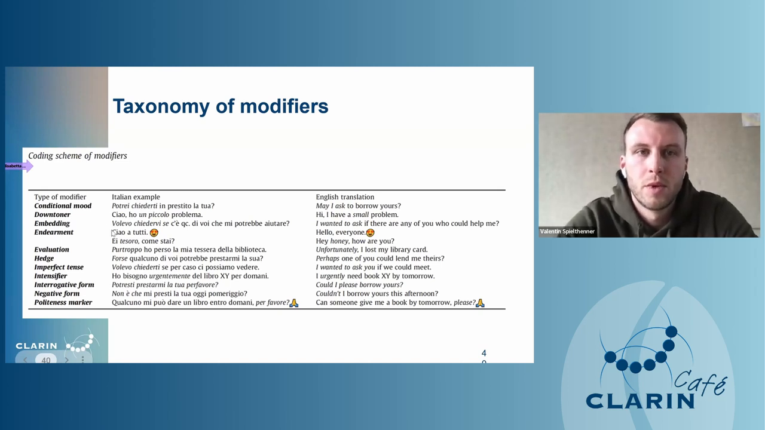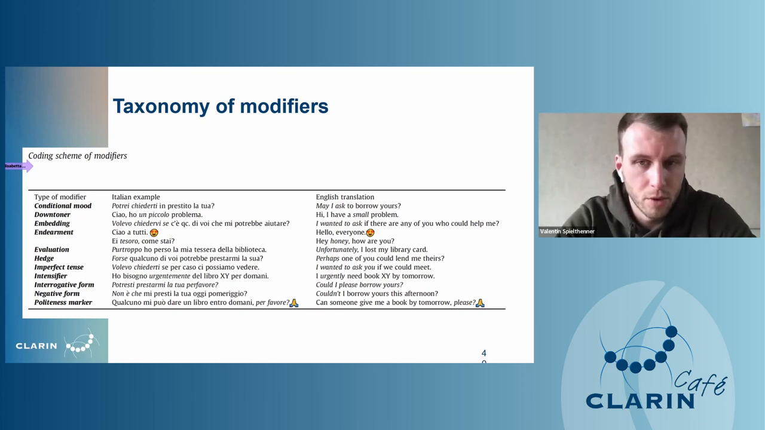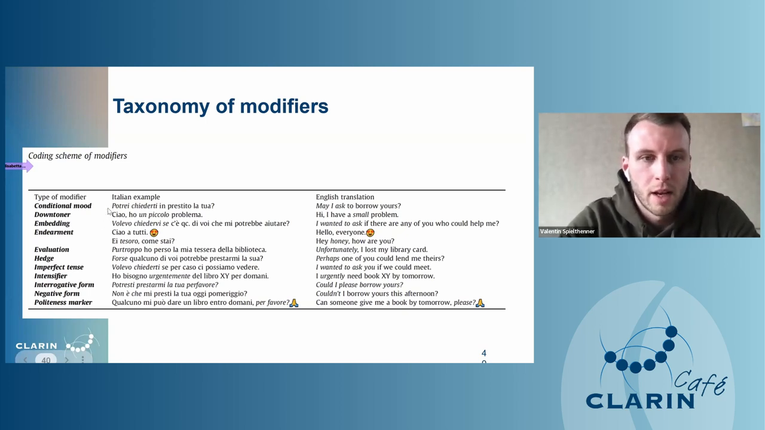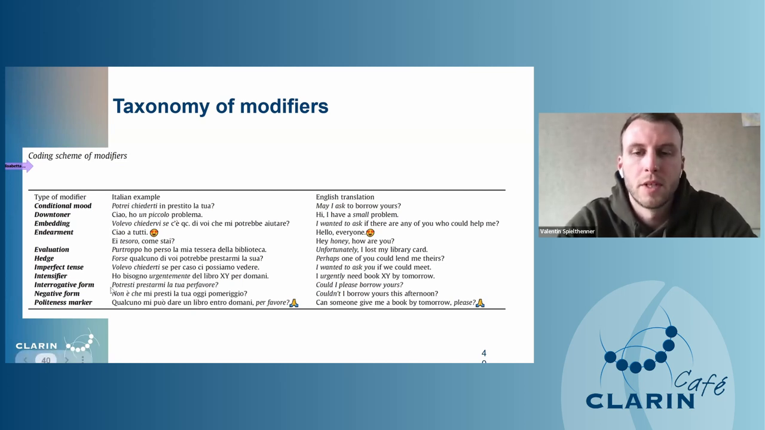Some interesting ones, which will appear also in our example, are, for example, the endearment, often in combination with an emoji, which qualifies the relationship between the speaker and the addressee. Hedges, which are expressions like "maybe", express doubt and therefore aim to reduce the expectations. The conditional mood is a syntactical modifier used to generate the feeling that the things said are not real. And also, most of the time the requests are formulated as questions, so the interrogative form is often used.